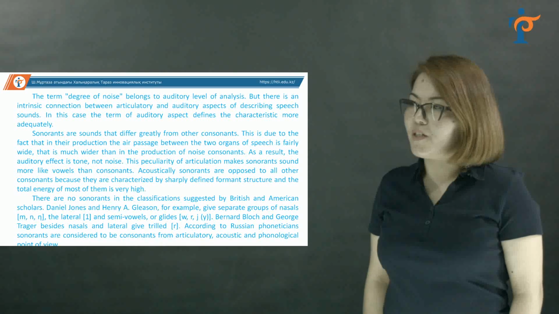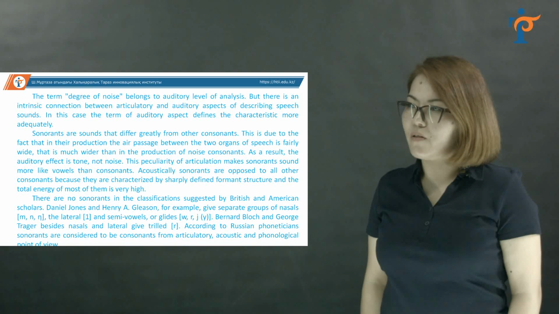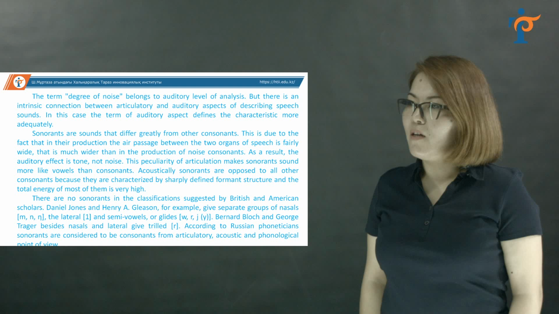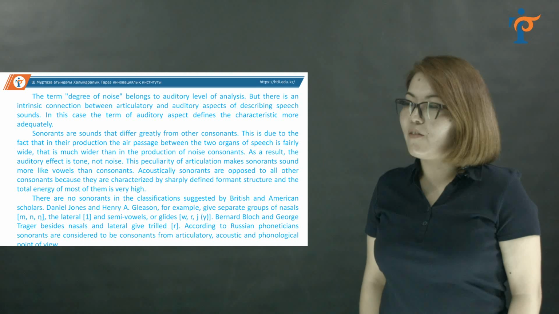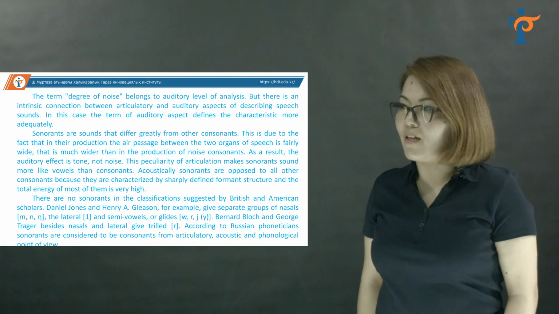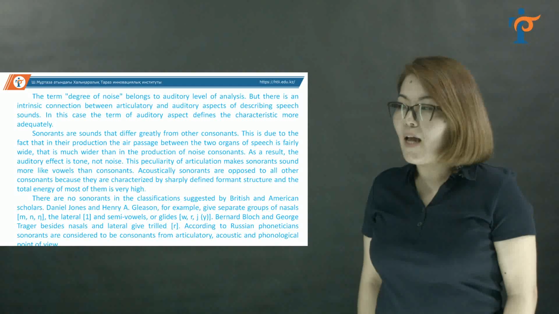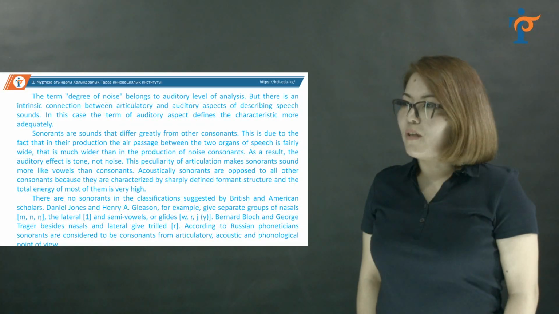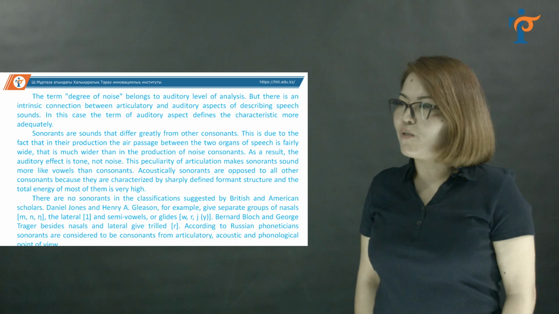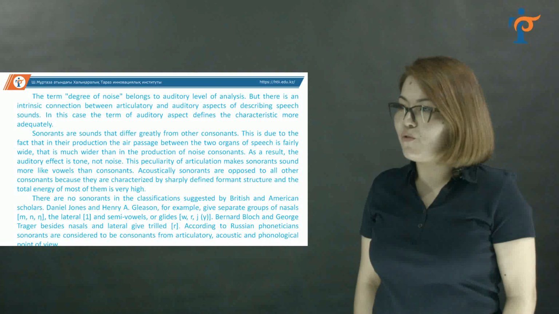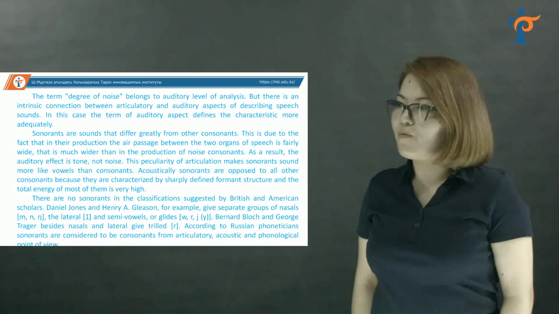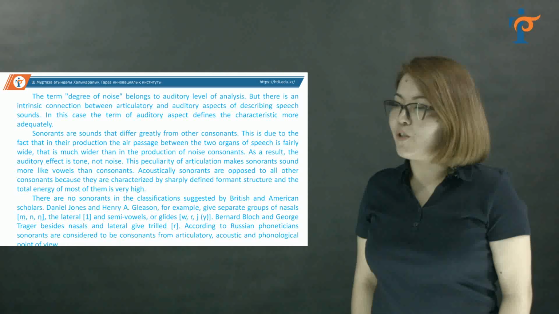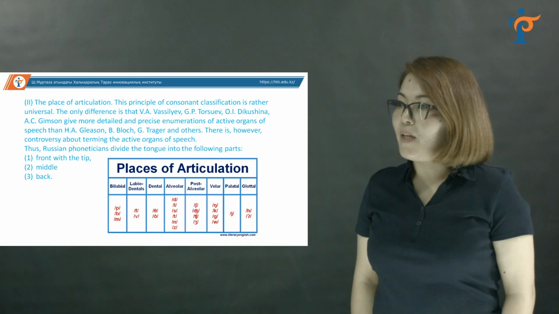There are no sonorants in the classification suggested by British and American scholars. Daniel Jones and Henry Gleason, for example, give separate groups of nasals, the lateral, and semivowels or glides like w, r, y. Bernard Bloch and George Trager, besides nasals and lateral, give trilled r. According to Russian phoneticians, sonorants are considered to be consonants from the articulatory, acoustic, and phonological point of view.